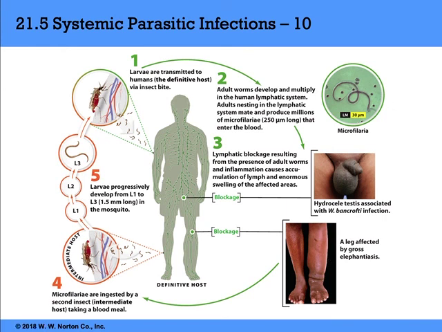then the infected individual has microfilariae ingested by a second insect, which is the intermediate host that takes a blood meal. The larvae progressively develop from L1 to L3 in the mosquito, okay? And then the infected mosquito bites an uninfected individual, and we repeat the cycle, okay?